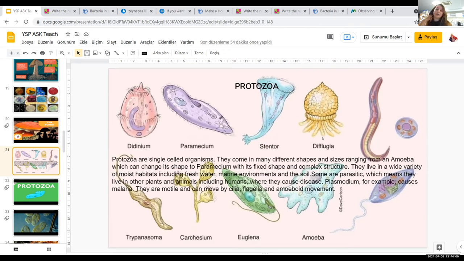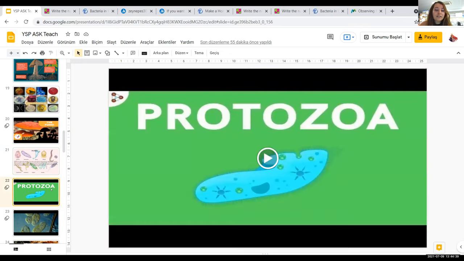And also, they move with some kind of structures like cilia here. These are some kind of hairy things. And this euglena has flagella. And also, amoeba has a type of movement coming from its name. This type of structure helps its movement. And we have also a short video about them.